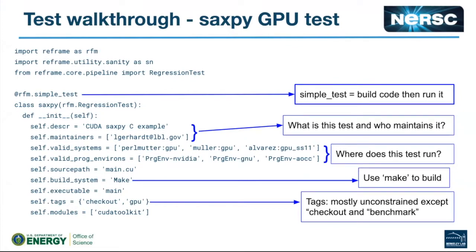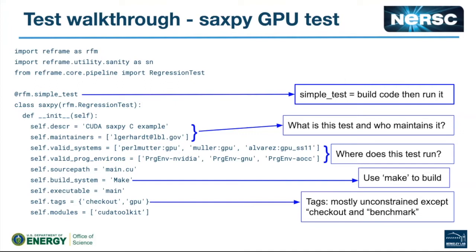And then you create the test. In the next few lines, you have a description and a maintainer. And basically there, it tells you what this test is and who is maintaining it. So who do you knock on if it fails or if you want to change it? And this description, this CUDA SaxBC example, is printed out when the test is run.